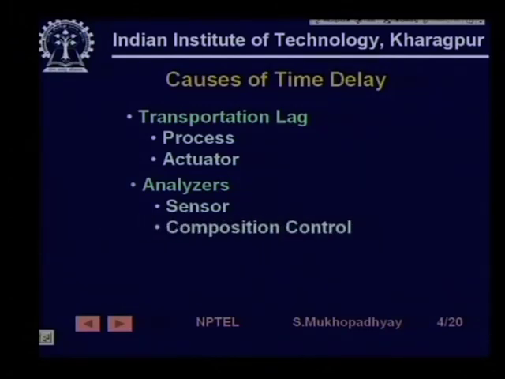Similarly, apart from transportation lag, there are situations where delays are caused also in the sensors. For example, especially in composition control, sometimes you have instruments called analyzers in the loop. They will give you various properties of liquids, percentage of a particular ingredient of the composition, something like a gas chromatograph, and these instruments by their very nature sometimes involve delays. So, sensors can also involve delays.